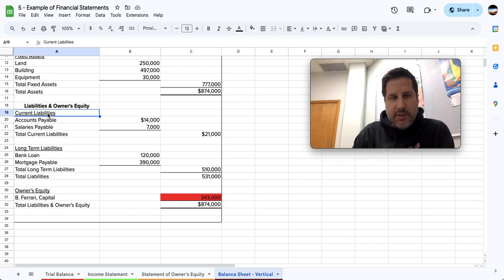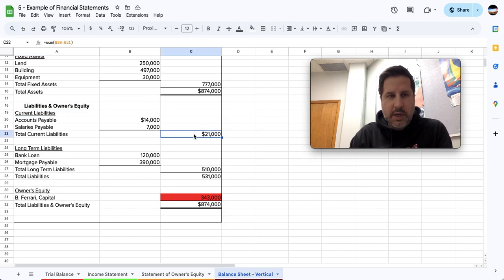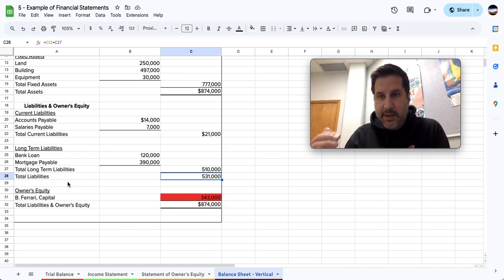We have current liabilities. Those are ones that we have to pay within a year. In this case, we had a couple of payables, and then we put the total on the right-hand side. In terms of long-term liabilities, those are ones that are going to take longer than a year to pay off. So we have a long-term bank loan along with a mortgage on our land and building that are valued at just over $500,000. Our total liabilities, we put the total of that there, $531,000. We then have a title called owner's equity because that's that section.